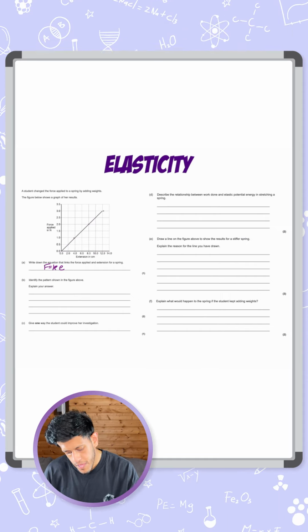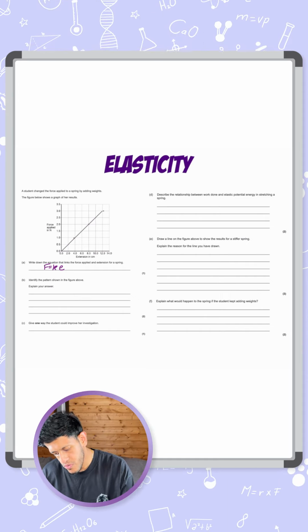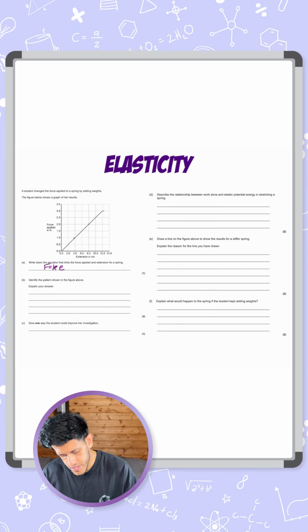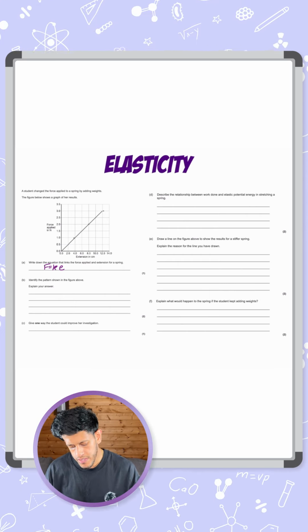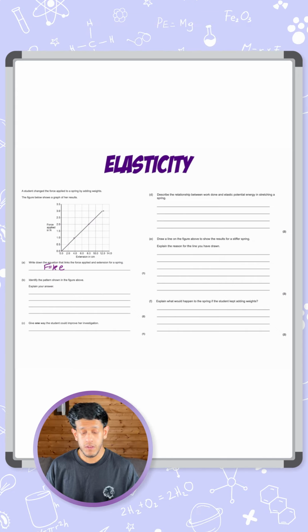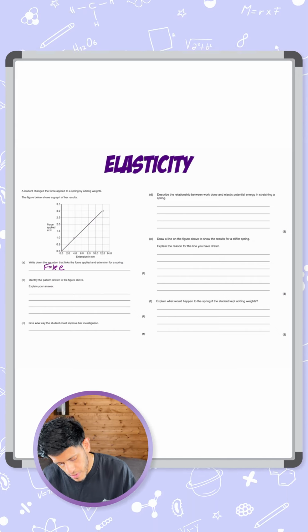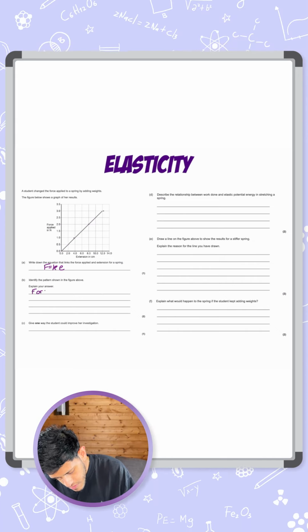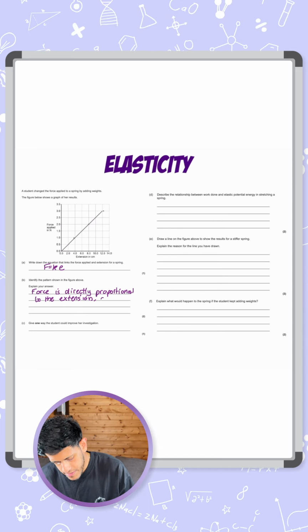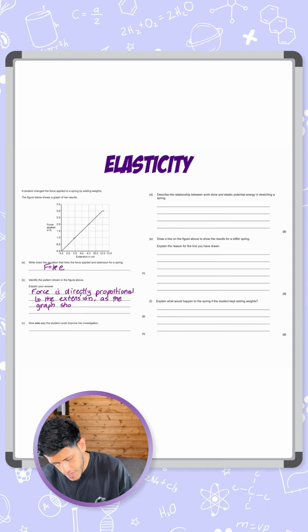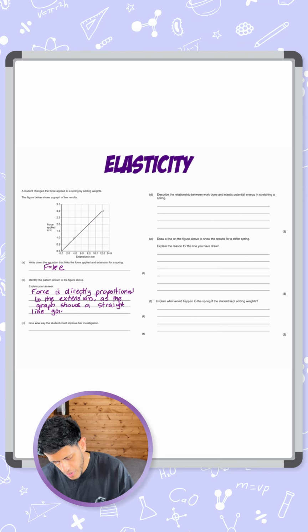So you can see here for force against extension, force on the y-axis and extension on the x-axis, the pattern is a straight line that goes through the origin. So that is an indication that they are directly proportional to each other. So for the 2 marks, I'm going to say force is directly proportional to the extension as the graph shows a straight line going through the origin.